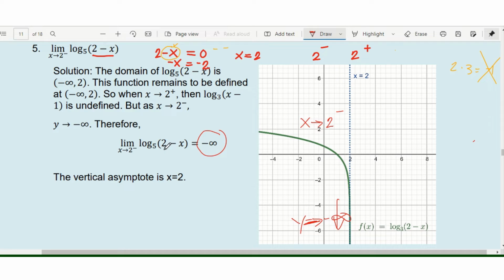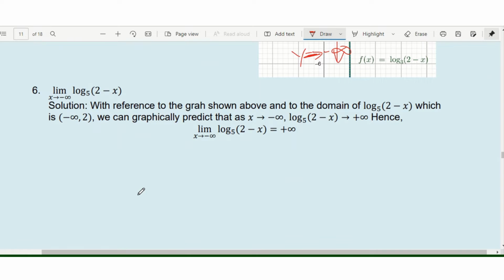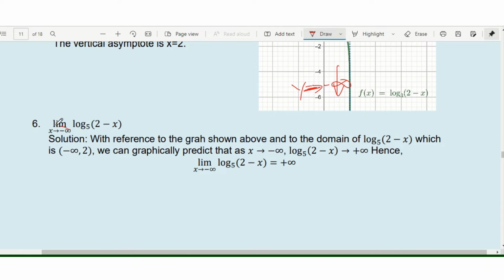It is by inspection, class. If you try to inspect this, now, when you keep on approaching 2 from the left, bababa at bababa ang values nito. The logarithm of 2 minus x to the base 5, it keeps on decreasing. Okay? Kaya yan negative infinity.